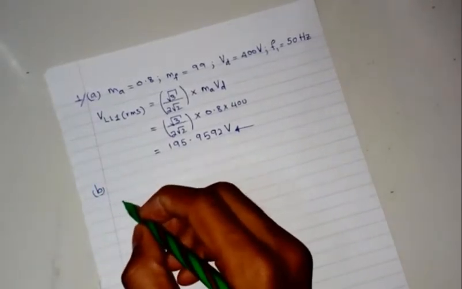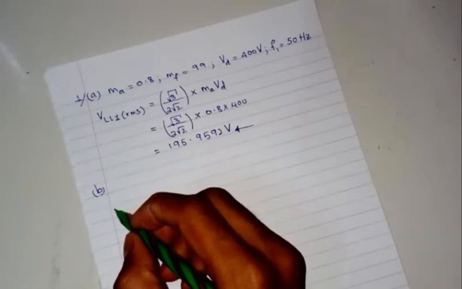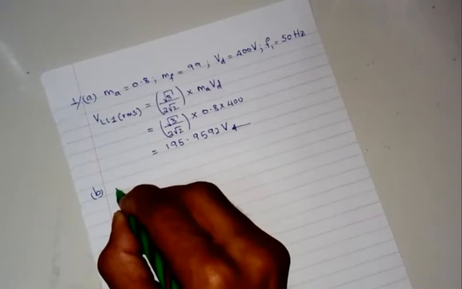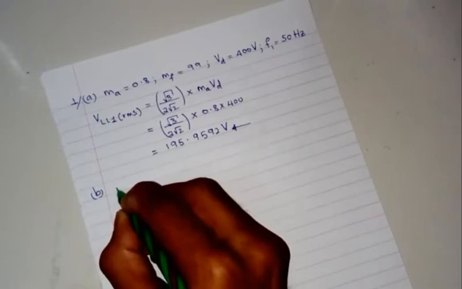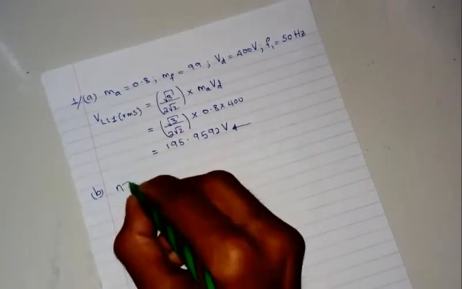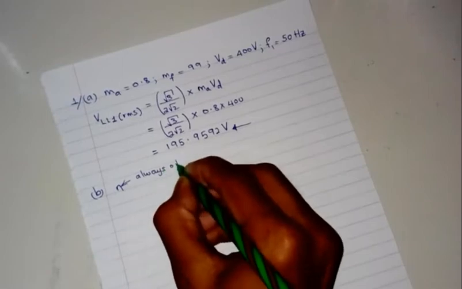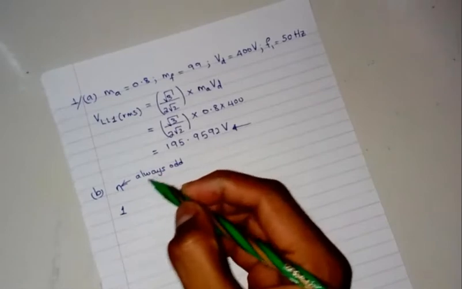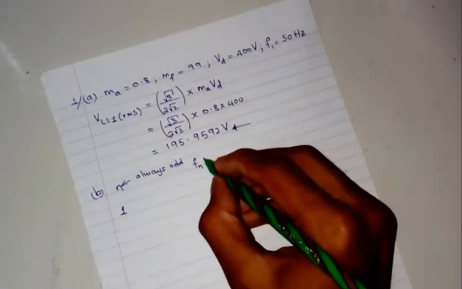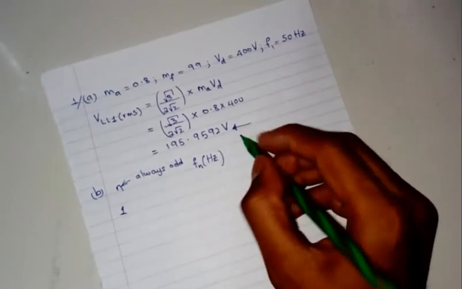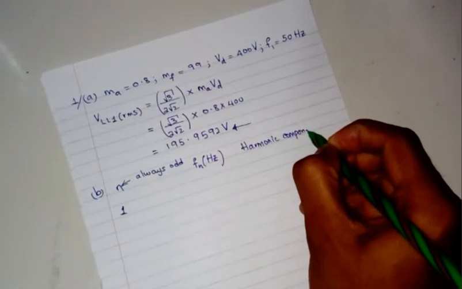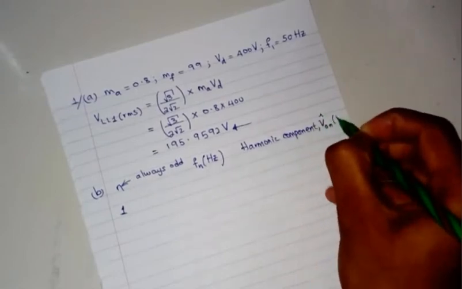For part B, we have to find the frequency spectrum of the output voltage showing the dominant harmonics. And we have to tabulate these values first to draw the frequency spectrum. N is always an odd value. N is equal to 1 for the fundamental frequency. Fn is the frequency in Hertz, and the harmonic component VON in volts.